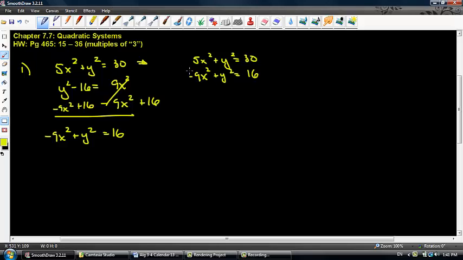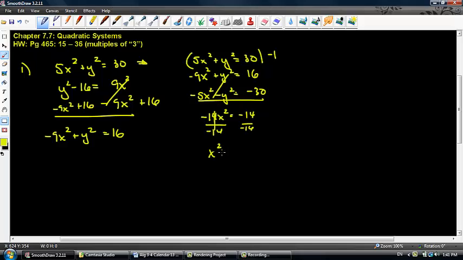So I'm going to multiply the top by negative 1. That gives me negative 5x squared minus y squared equals negative 30. Those are going to cancel each other out. I get negative 14x squared equals negative 14. If I divide both sides by negative 14, I get x squared equals 1. Taking the square root of both sides, I get x equals plus or minus 1.